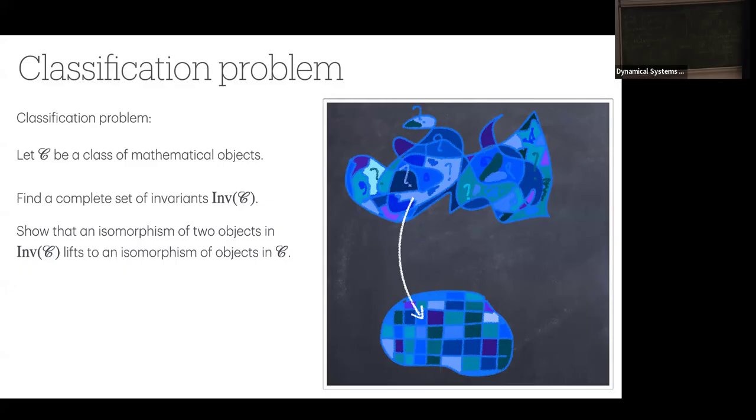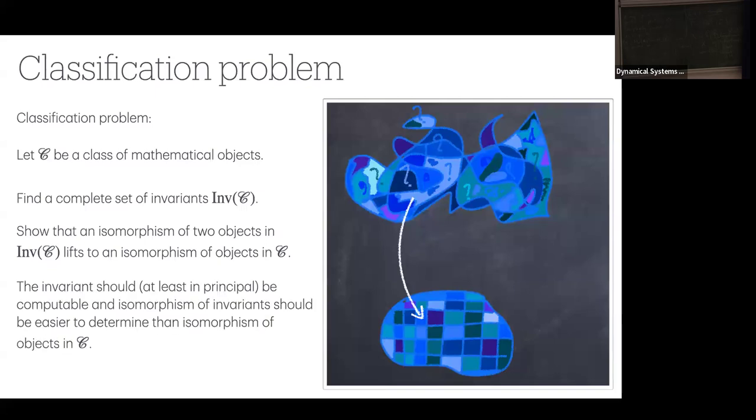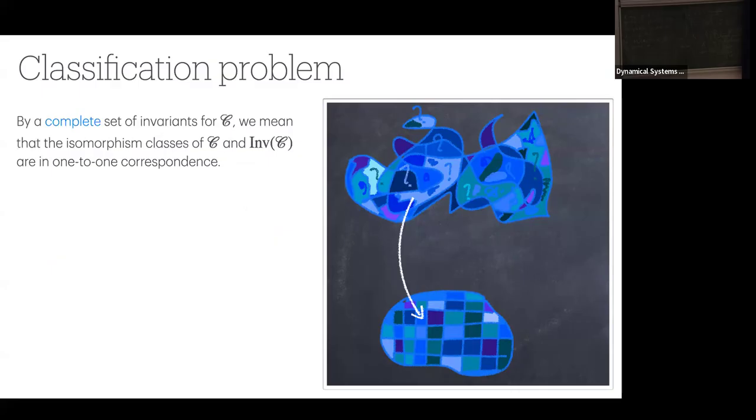And we would like to show that maybe we can lift an isomorphism of the invariant back up to the original class of objects. And obviously the invariant's no good if the isomorphism problem is just as difficult down there. So we hope that at least this should be in principle somehow computable, and it should be easier to find isomorphisms in this case. And by complete set of invariants, I mean that these are actually in one-to-one correspondence. So every object in the set of invariants comes from some element in C.